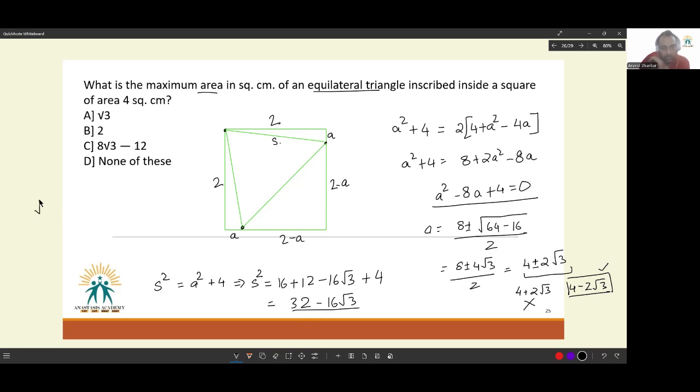Area of an equilateral triangle is given by root 3 by 4 side square. So side square is, let me take 16 out common, 2 minus root 3. So I get 4 here. So from here I'll get root 3 into 4, 8 root 3 minus 12, or the area of the largest equilateral triangle that can be fit inside a square of area 4 square centimeter is going to be option C, 8 root 3 minus 12.